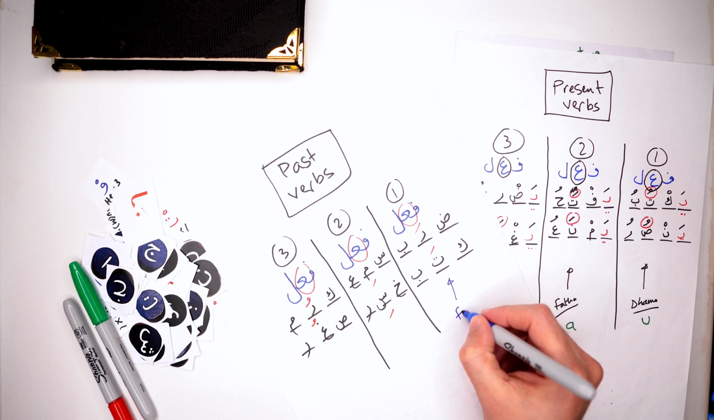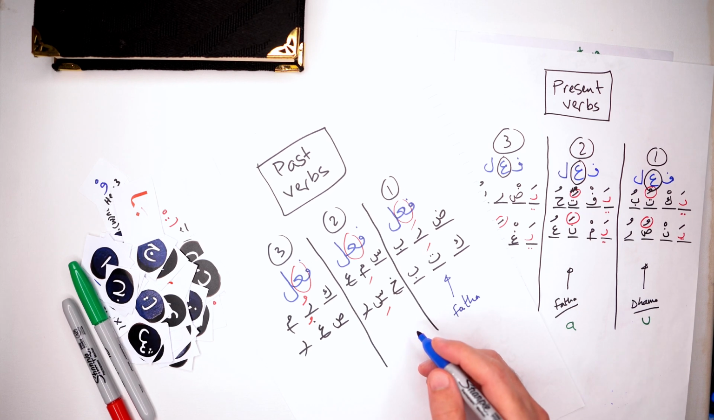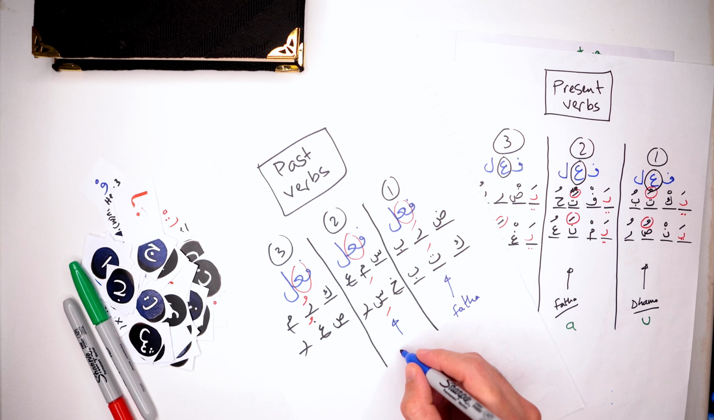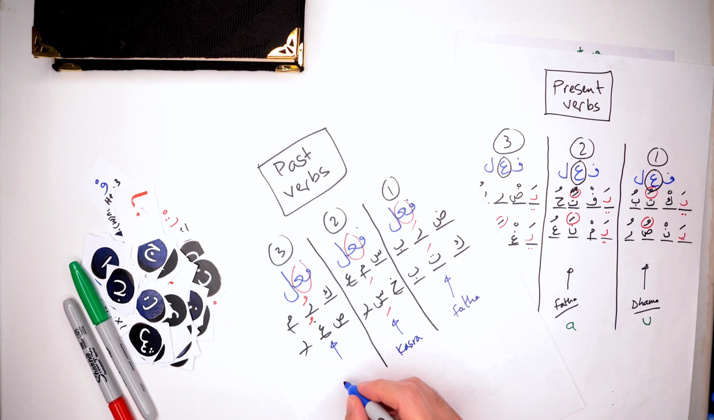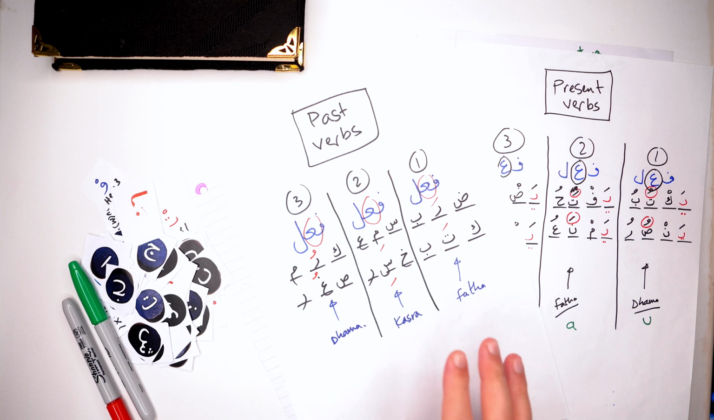here has taken fatha, and the ain kalima here has taken kasra, and the ain kalima here has taken dhamma. Alright, so you only get these three possibilities with this scenario.